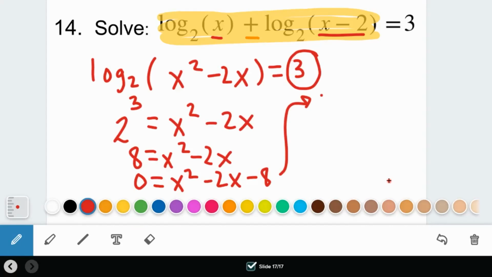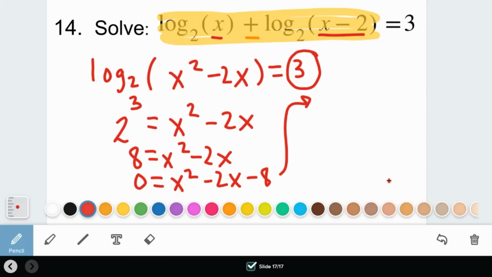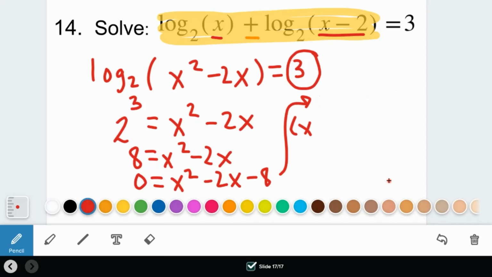I'm going to factor that. So I'm going to get an x minus 4 and an x plus 2. Let me scoot it over a little bit. So again, I'm going to get an x minus 4 times an x plus 2 is equal to 0. I get x is equal to 4, and I get x is equal to -2.